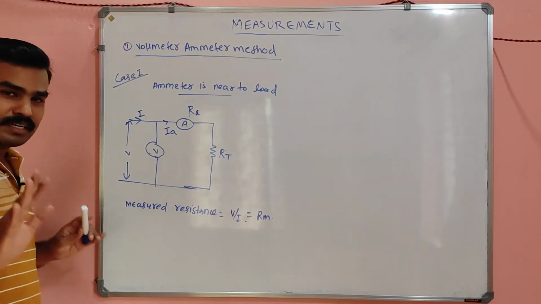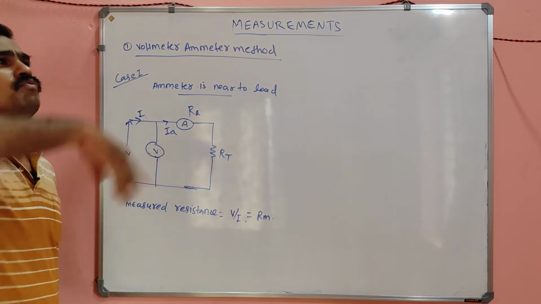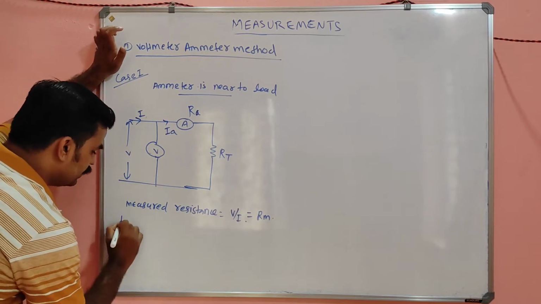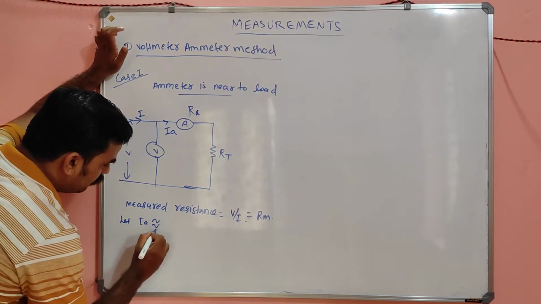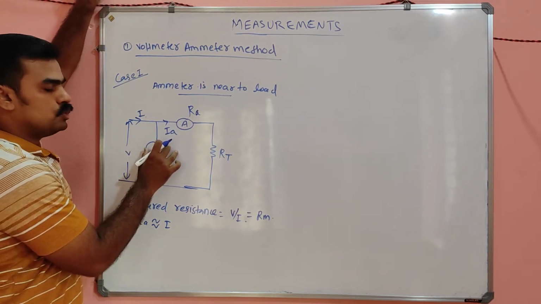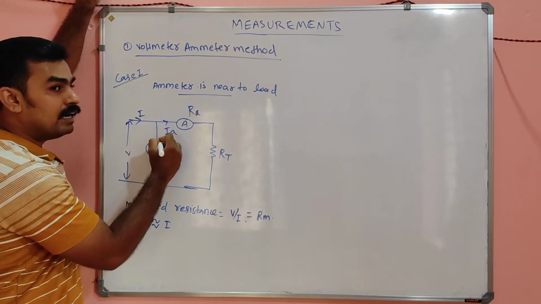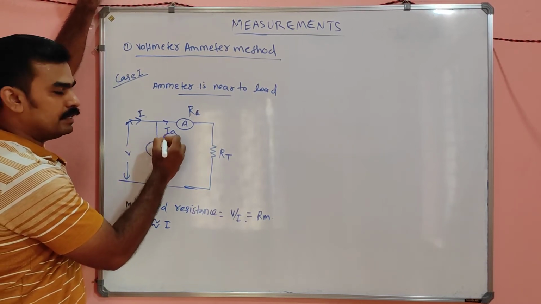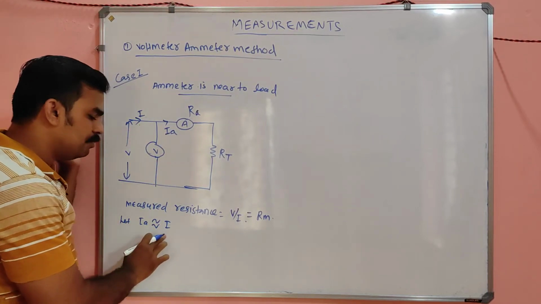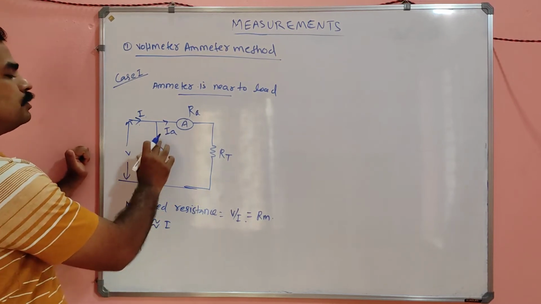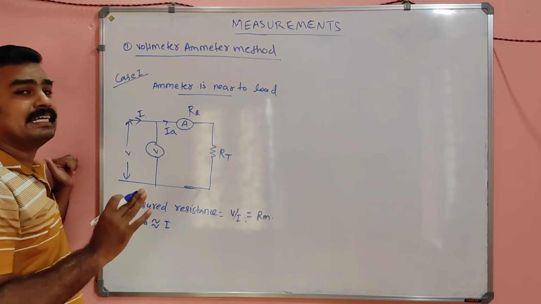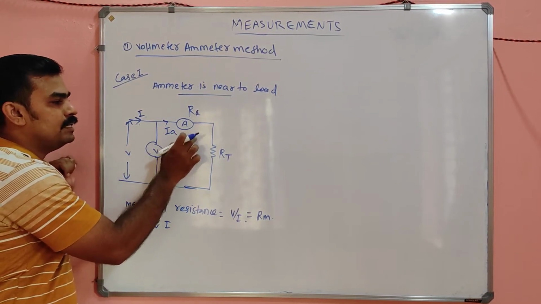And initially you will have confusions. Sir, what are you doing? Where are you going? Okay, finally it will be clear. Listen. So I can write, let IA be nearly equal to I itself, because the voltmeter has very high resistance. So I neglect this small current, I mean the current through the voltmeter, so that this I will be nearly equal to IA. Why? Because this voltmeter has very high resistance, so it is likely to be an open circuit condition. And the meter is near to this ammeter.